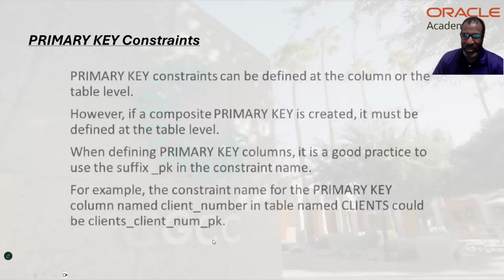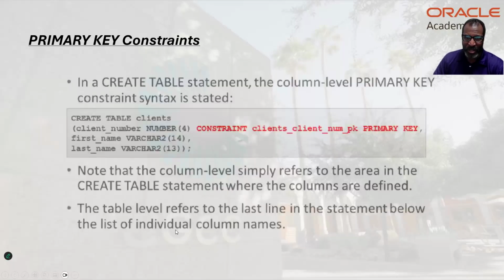So primary key constraints can be defined at the column or the table level. However, a composite primary key, which is more than one column, has to be at the table level. When defining a primary key column, it is good practice to use the suffix. We just went through this, and that naming convention should always be prevalent. And we saw this in our little table. Yes, you can use just the keyword primary key, but remember, you won't have a specific name for it, which is why in some scenarios you're naming that primary key.